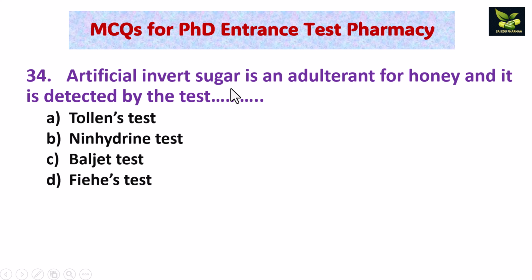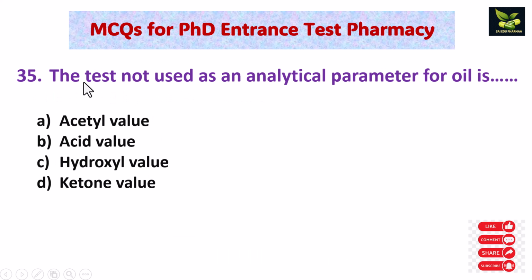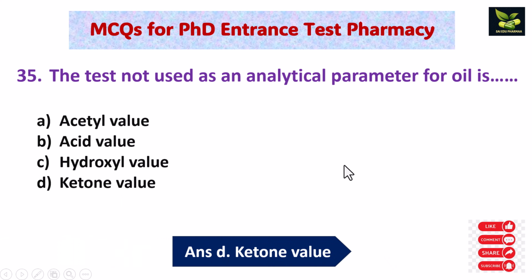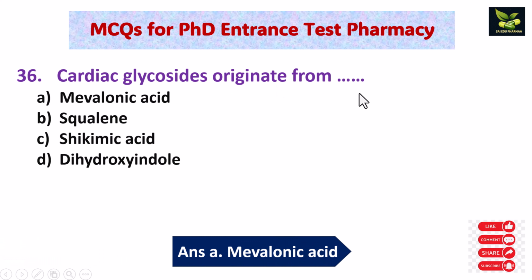Next is artificial invert sugar is an adulterant for honey, and it is detected by the test. Here the answer is Fiehe's test. The test not used as an analytical parameter for oil is acetyl value, acid value, hydroxyl value or ketone value. Here the answer is ketone value. Cardiac glycosides originate from, here the answer is mevalonic acid.